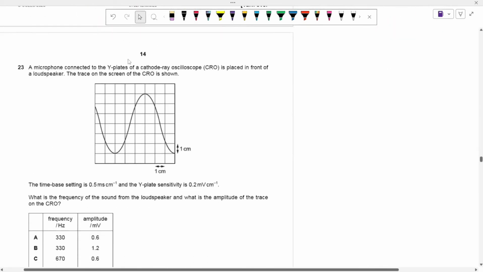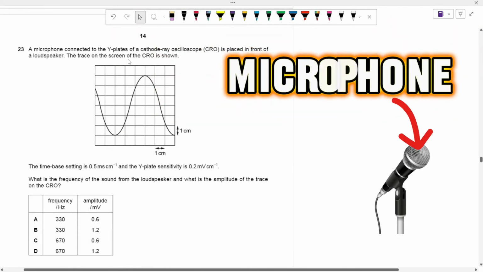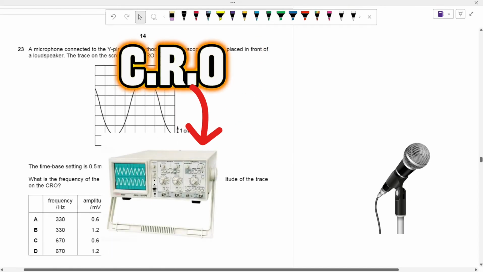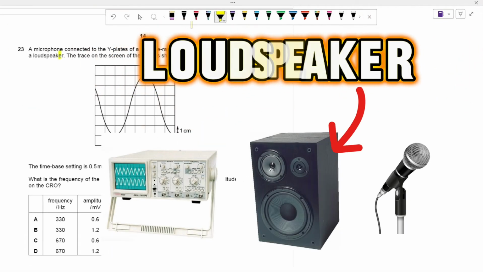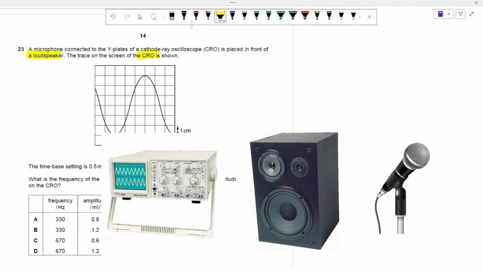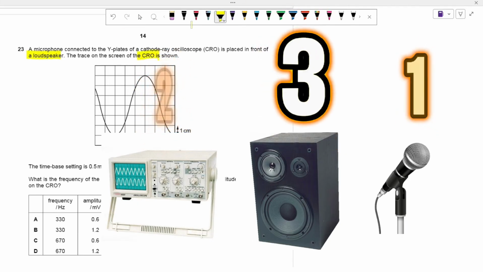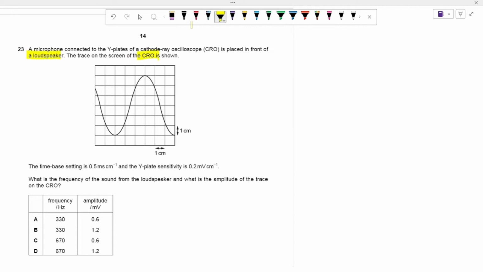Question 23. We're given a microphone that is connected to a cathode ray oscilloscope that is then placed in front of a loudspeaker, and then the trace is seen. Three things: microphone, cathode ray oscilloscope, and the loudspeaker. The time-based setting is 0.5 milliseconds, then the Y plate sensitivity is 0.2. We just want to find the frequency, and we want to find the amplitude of this trace.